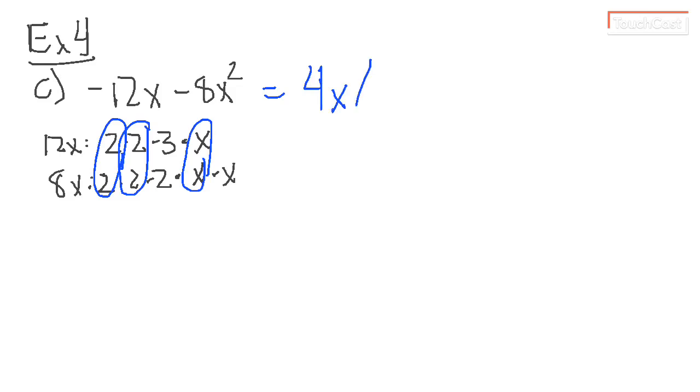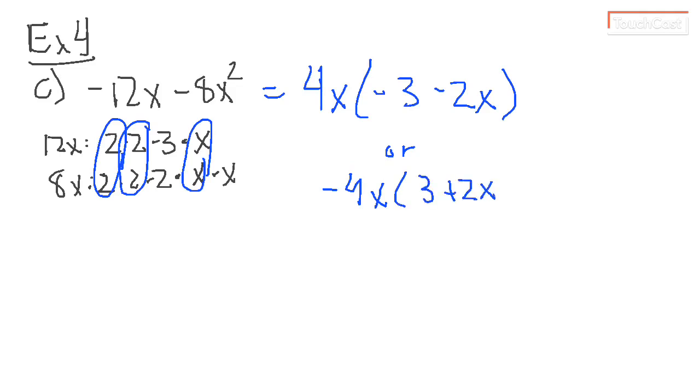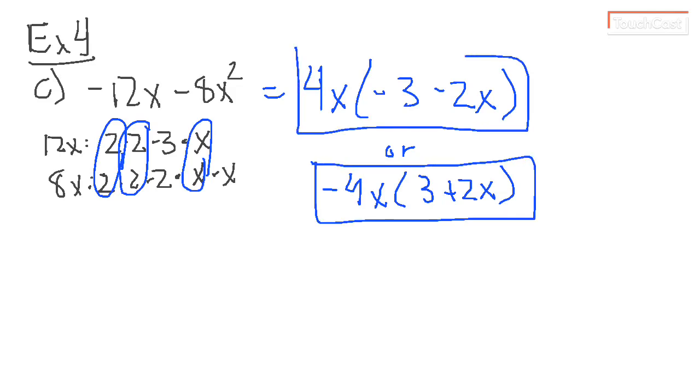If we take that out, what's left of the negative 12x? Well, we've got negative 3, and what's left of the minus 8x squared? We've got minus 2x. So that's one version of this, but because both terms also have a negative, we can also write this as negative 4x times 3 plus 2x. If we change the signs of the things in the parentheses, then we change the sign of what's outside of the parentheses.